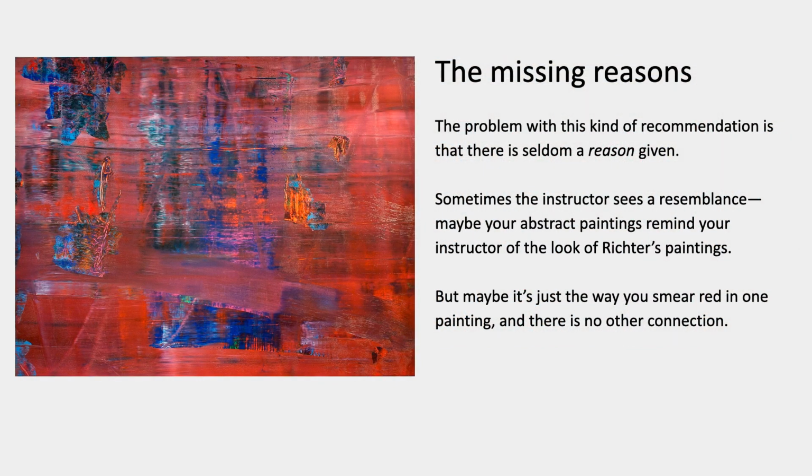The problem with that kind of recommendation is that the instructor who says that almost never says at the same time why they think that particular artist should be of interest to you. So sometimes the instructor might see a resemblance, like maybe you make abstract painting and your instructor says, this reminds me of Gerhard Richter, or you should go look at Gerhard Richter. Maybe there's a systematic connection there, and maybe your work really is dependent on Richter and you don't know it. But it could also just be that the instructor was interested in the way that you smear red, or that you use a certain pigment that Richter also uses, and there's no other connection.